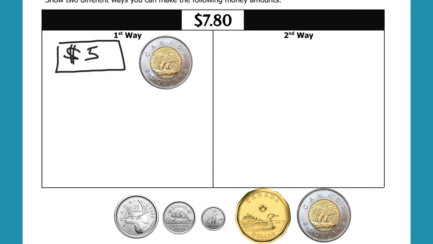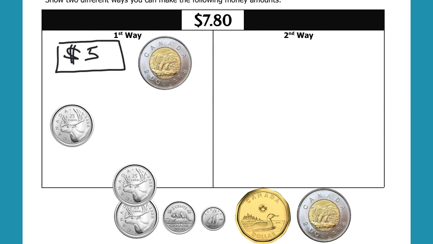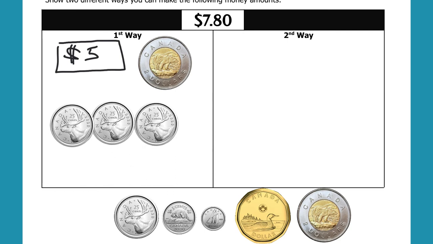So now we're at $7. I'll maybe move this up here to give me more room. And then to make the 80, maybe we'll want to use 75 cents using quarters, and then just 5 more to make it 80. So there we've got 1 bill and 5 coins.